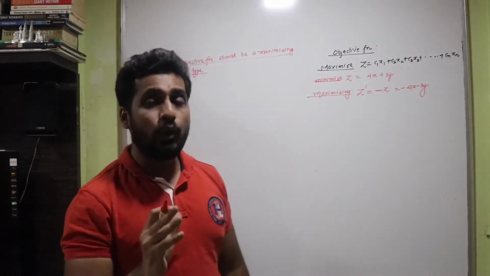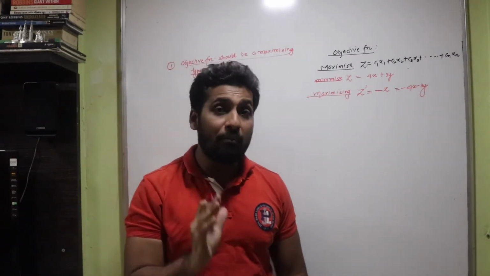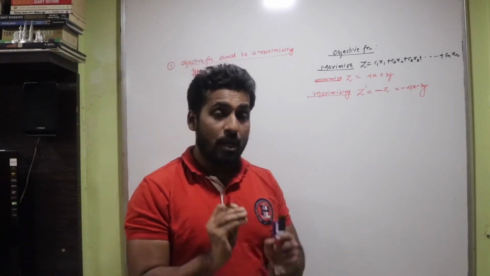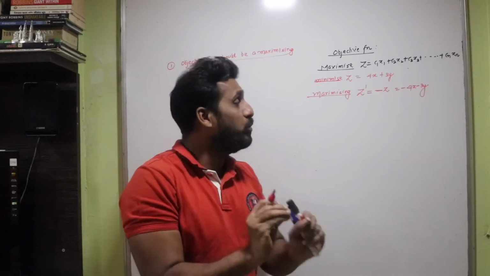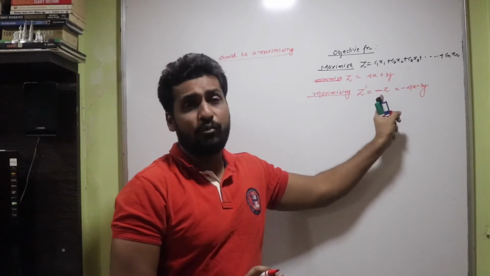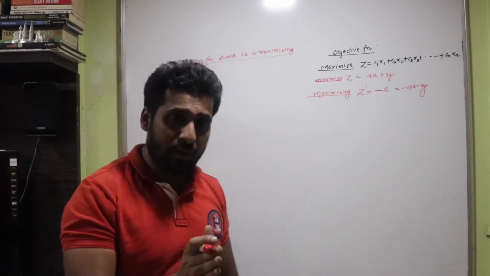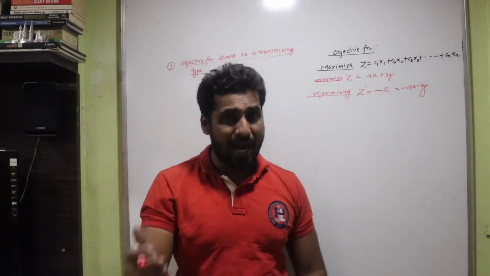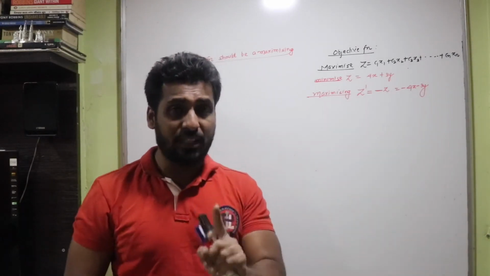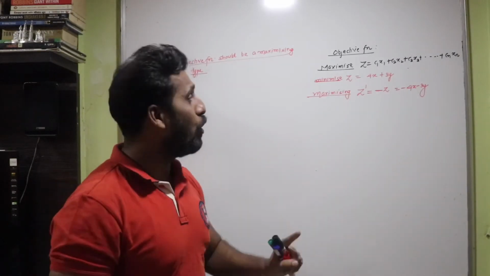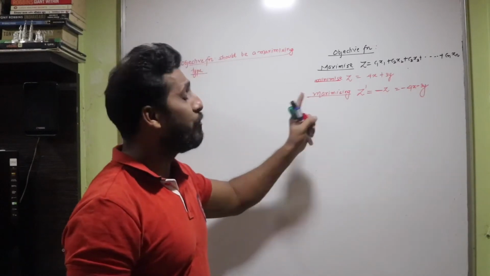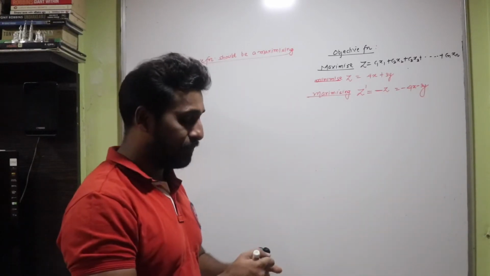So you simply need to do what? If your question is of a minimizing type, what you should be doing is transform it into a maximizing type by simply multiplying the objective function with a negative sign. That's all you should be doing. So if it's a minimizing objective function, you multiply it with a minus sign and transform it into a maximizing objective function. So that's the first thing you should always take care of while transforming a linear programming problem into a standard form. So the objective function should always be maximizing type.